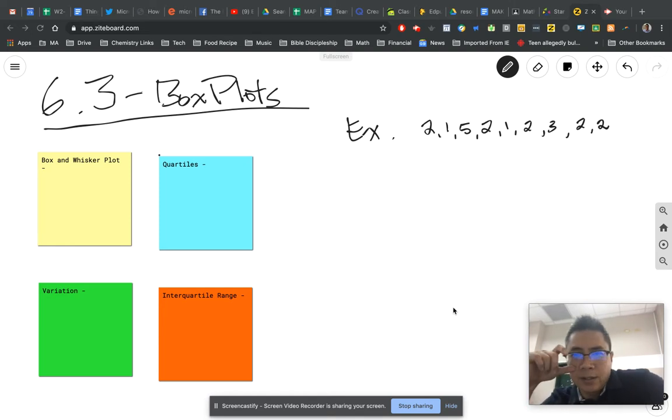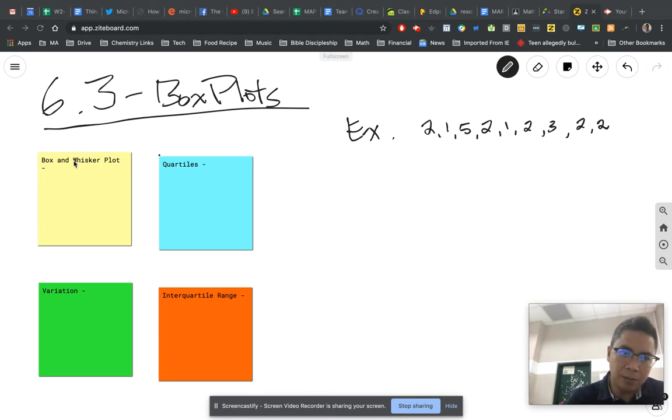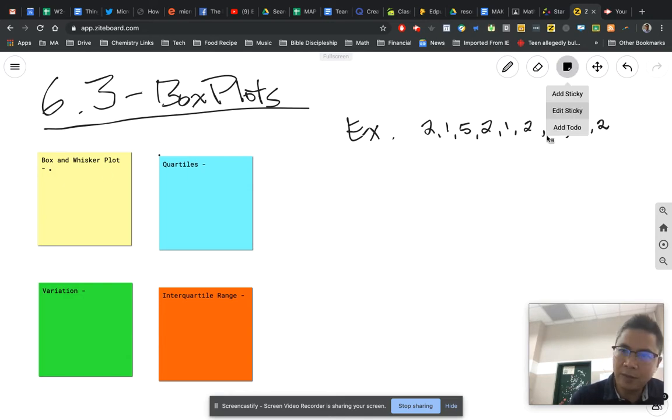Okay, sixth graders, this is a quick recording on 6.3 box and whisker plots. Essentially what we're doing here is looking at variation. Our first two lessons look at measures of center and thinking about mean, median, mode. And today we're going to look at box plots and expand on this idea of measures of center. Okay, so what I'm going to do first is work with the definitions.